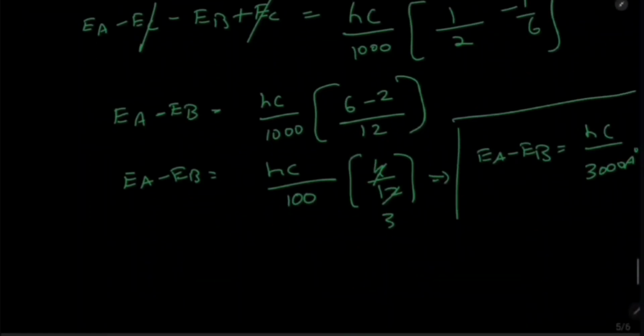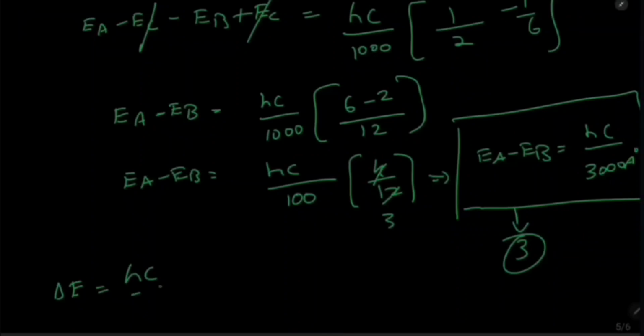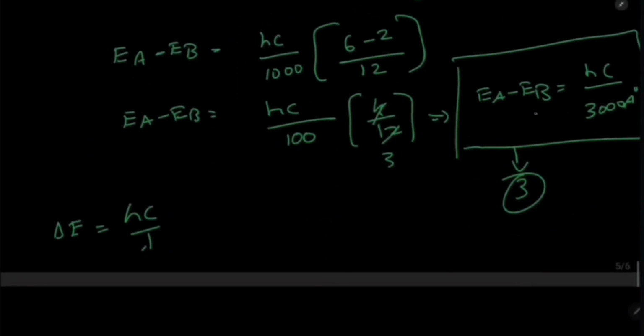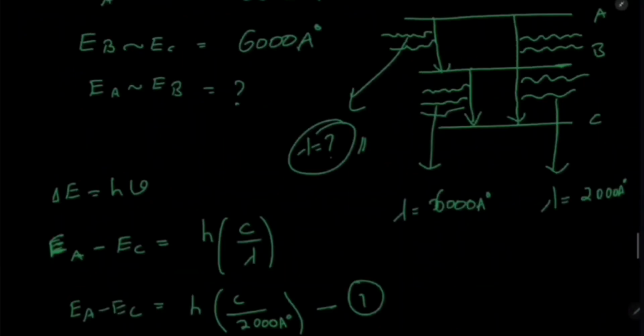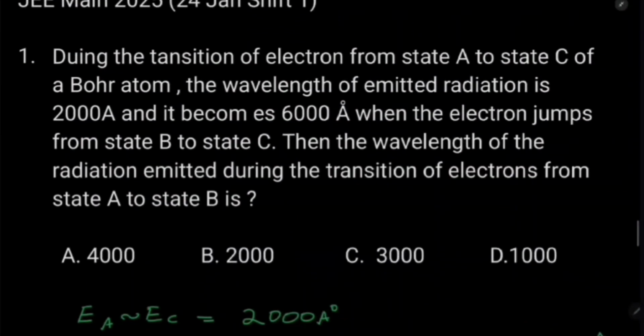Comparing this equation 3 with the fundamental formula which we had, delta E is equal to hc by lambda, we have 3000 in the case of lambda here. Therefore, the wavelength is equal to 3000 angstroms, which is the required answer for the above question. From the solution itself, we can conclude that 3000 is the answer for the question, which matches with option C.